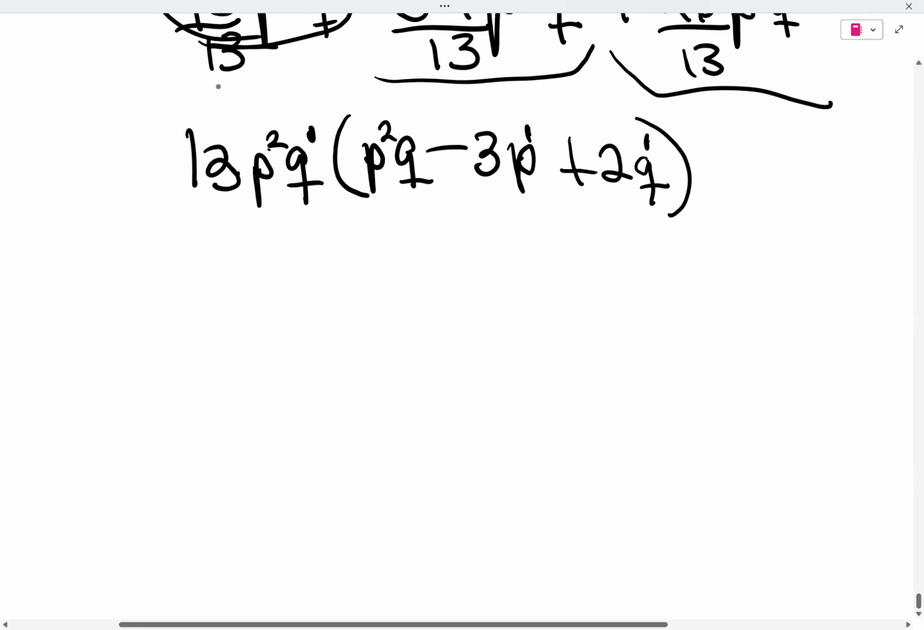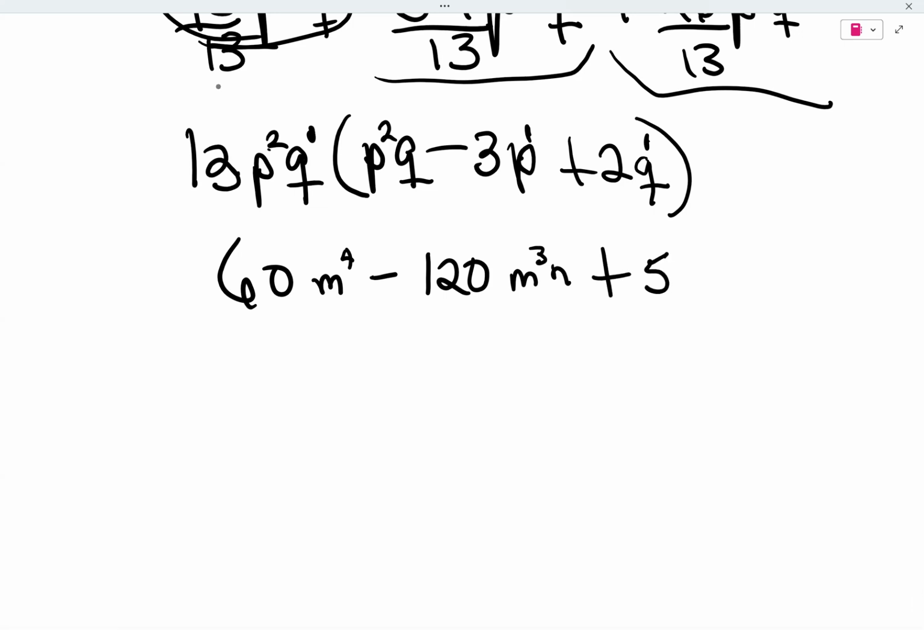Again, factor out the GCF. So I'm going to give you 60 m to the 4th minus 120 m to the 3rd n plus 50 m squared n squared. What's common? 10.